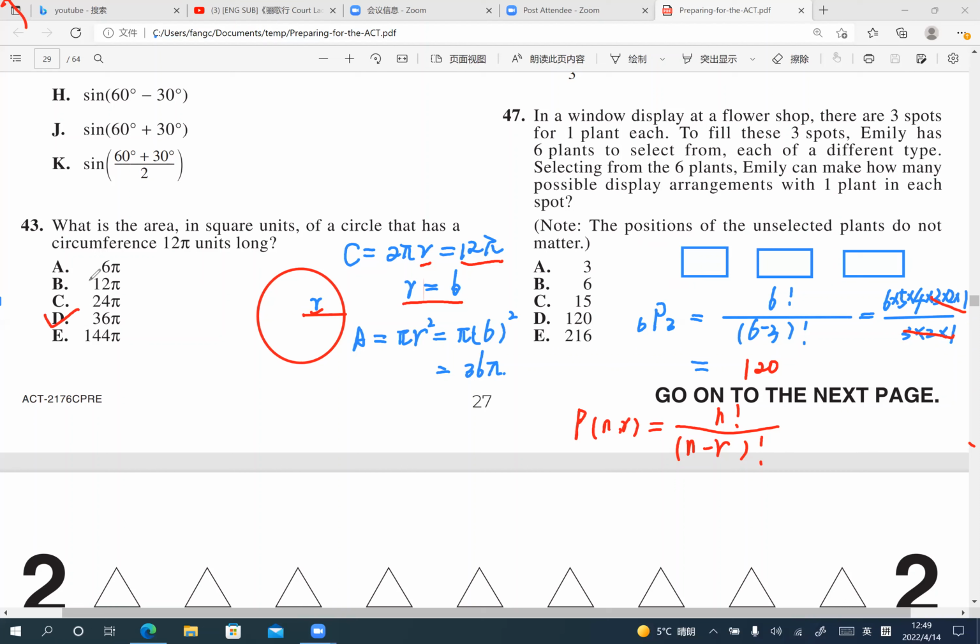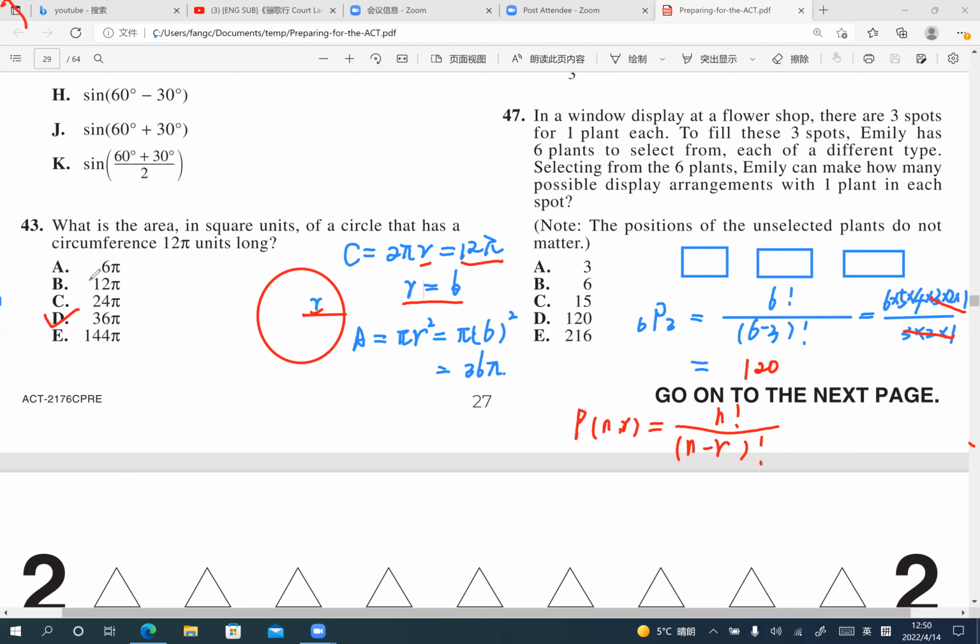Question 47. In a window display at a flower shop, there are 3 spots for a plant each. To fill the 3 spots, Emily has 6 plants to select from, each of a different type. Selecting from the 6 plants, Emily can make how many possible display arrangements with 1 plant in each spot?